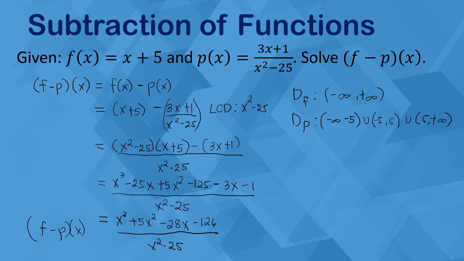So for the intersection of the two domains, D sub f minus p, since we are excluding negative 5 and positive 5 based on the new function, we also consider the given function, which is p of x. So the domain of f minus p is all real numbers less than negative 5, union negative 5 to 5, union all real numbers greater than 5.